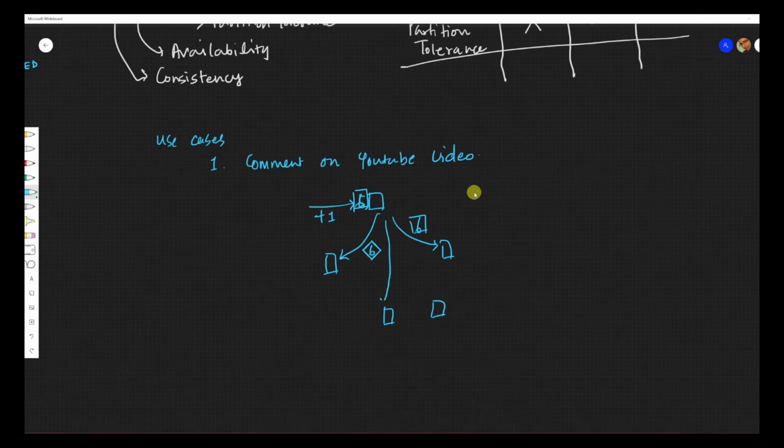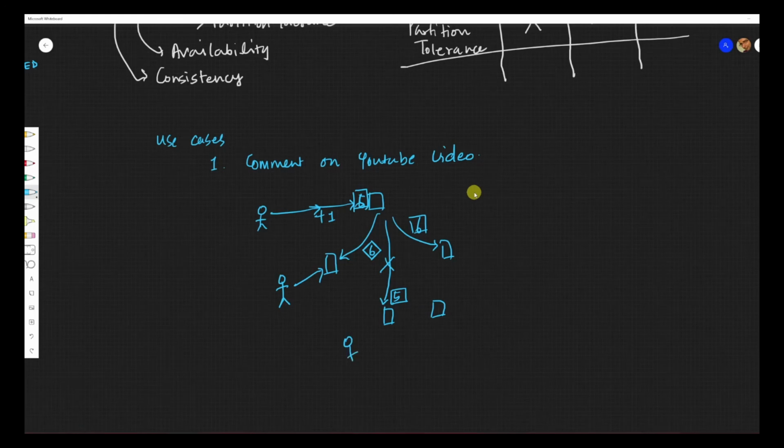When it tried to write over here, let's say we have 4 replicas, and this one failed, so this one is still standing at 5. So there is a comment that is missing. So Mr. X who's querying over here, Mr. Y who's querying over here, and Mr.